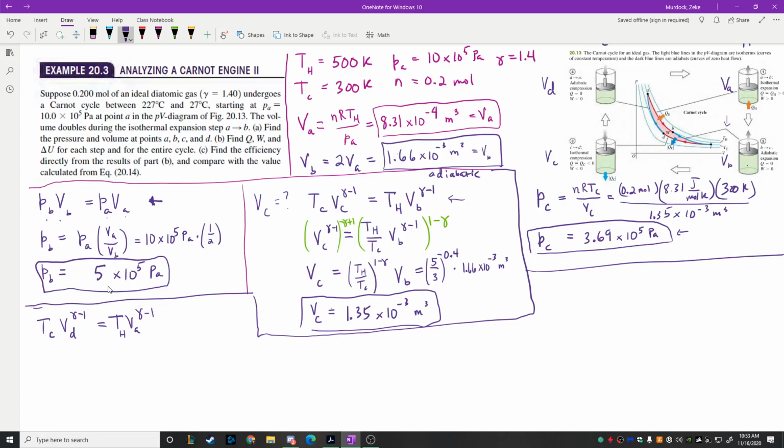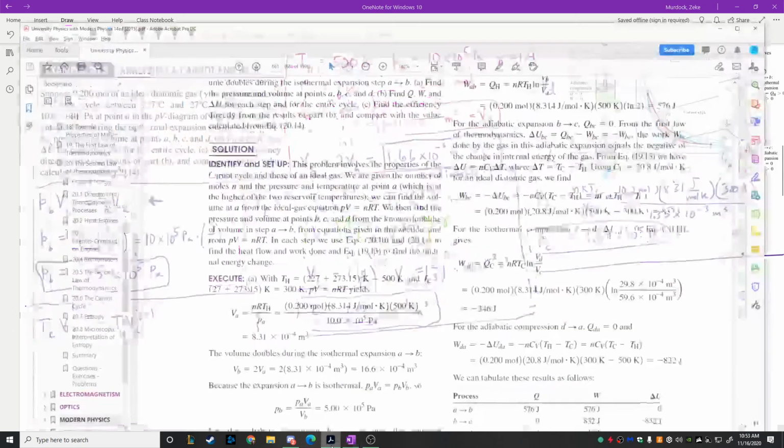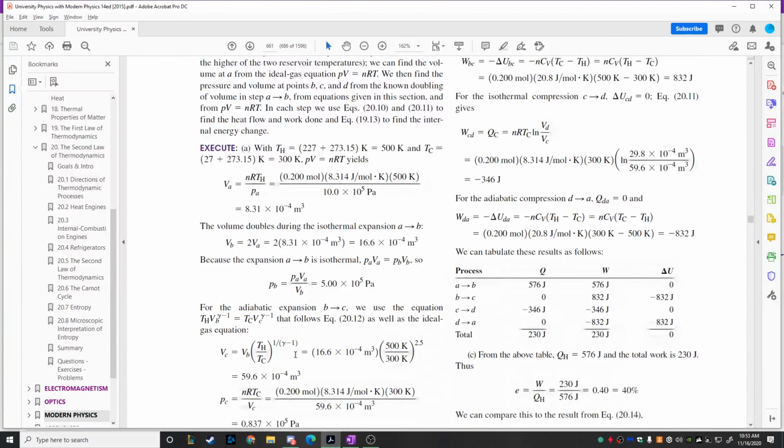Okay, there we go. All right. So next, this was okay, I think. Right? This is definitely adiabatic. So that's fine. And then we just use the ideal gas law right here, so that's fine. Those should be correct. We can even check just to make sure we're on the right track here. I don't want to get off. Come back again. VC was 59.6 times 10 to the negative 4.